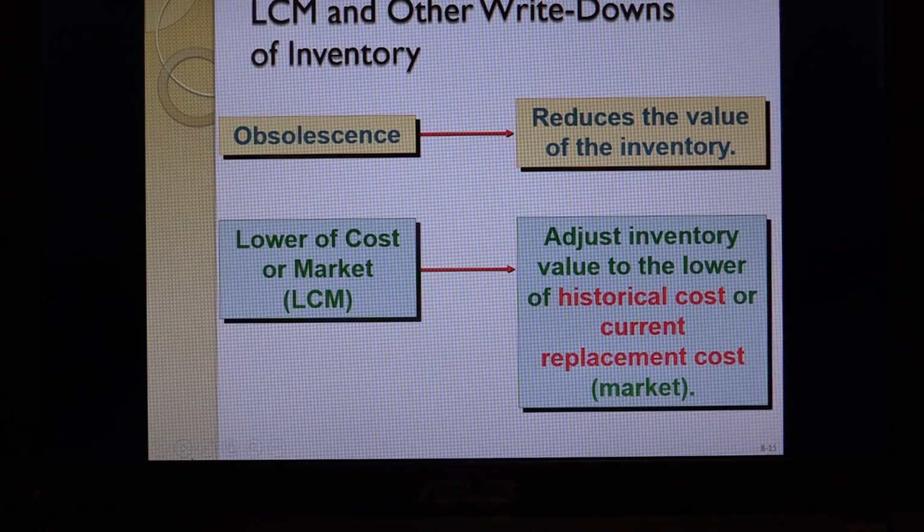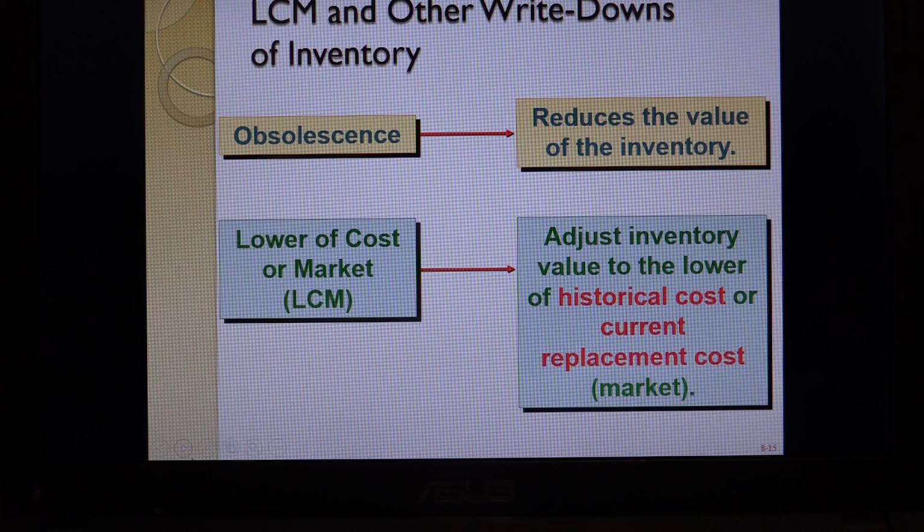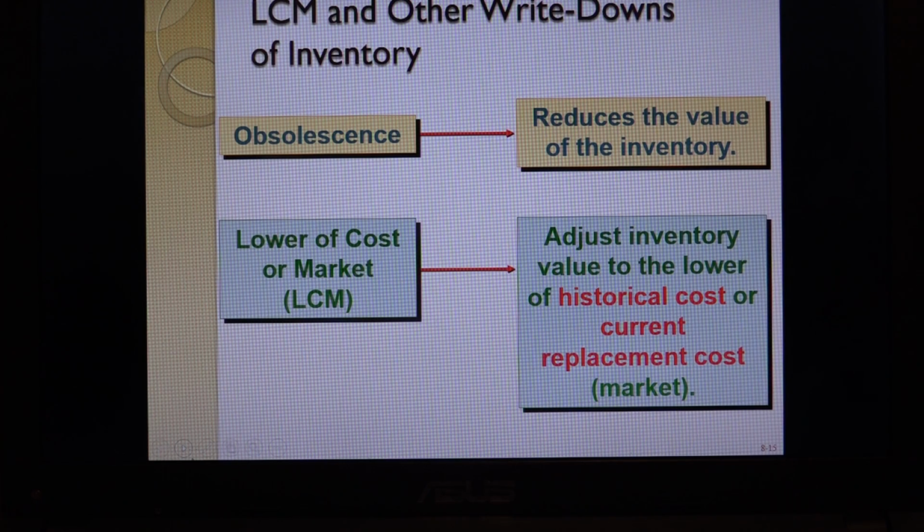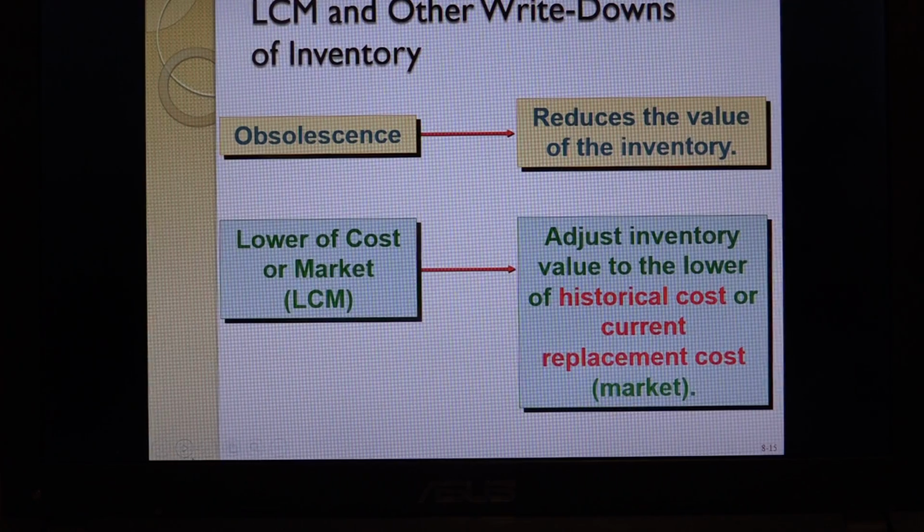Now notice it says current replacement cost, not what we could sell it for. Okay, so that's a little different than maybe what you think of market as. Most people think of market as what you could sell that product or products for, but here market means what it would take to replace this item of inventory or items of inventory.